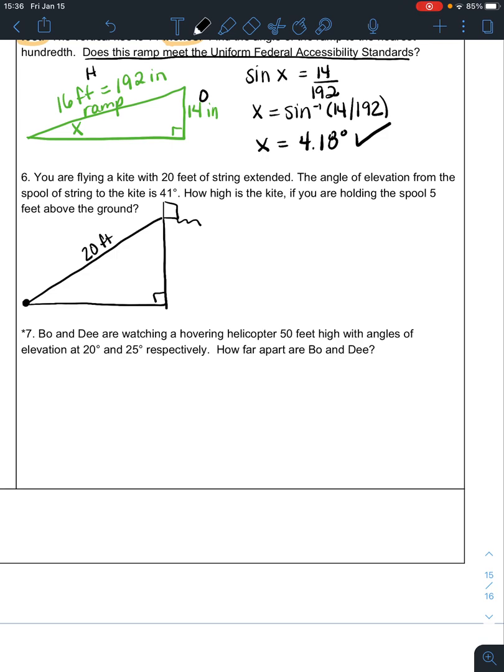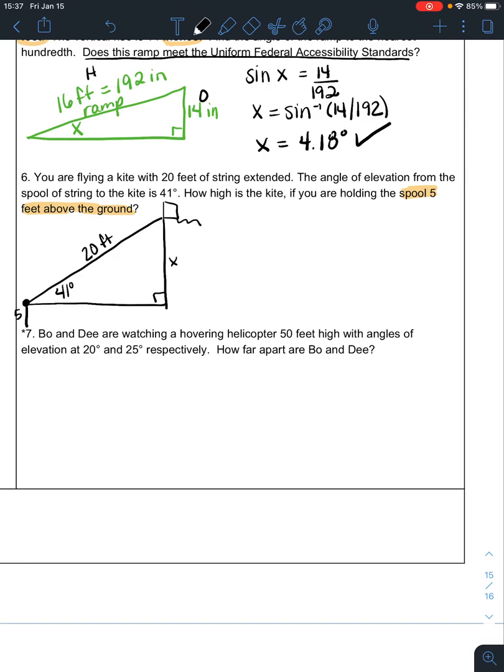So we've got a 20-foot kite string extended. The angle of elevation from the spool of string to the kite is 41 degrees. So the spool's down here. That's your angle of elevation. So we put our 41 degrees right there. How high is the kite if you're holding the spool 5 feet above the ground? Now that's important. We're holding the spool 5 feet above the ground. So what that means is that there's an additional 5 feet that I need to consider. But we don't need that until the end.